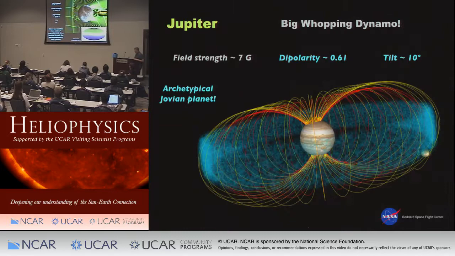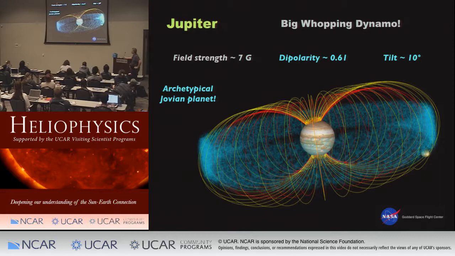So Ganymede has a dynamo. Jupiter has a huge dynamo. We now have measurements from the Juno spacecraft showing an average field strength of about 7 Gauss, an order of magnitude bigger than Earth's. It gets up to 20 Gauss near the poles. Dipolarity is similar to Earth's, and tilt is similar to Earth's. So this is an archetypal Jovian planet, with a huge magnetosphere. Fran Bagenal, who will be giving one of the lectures this week, likes to point out that the magnetosphere of Jupiter is the biggest object in the solar system, bigger than the sun. But us solar physicists might point out that the heliosphere itself is a lot bigger.